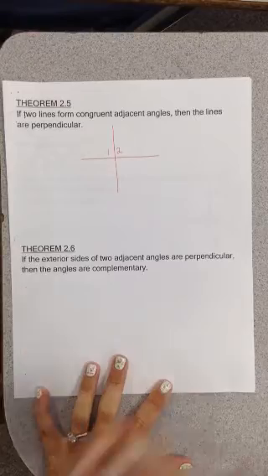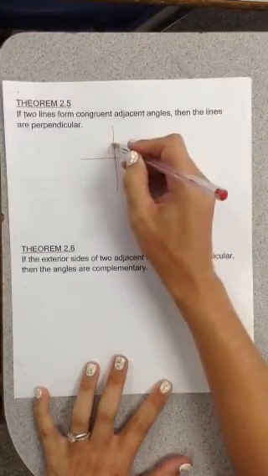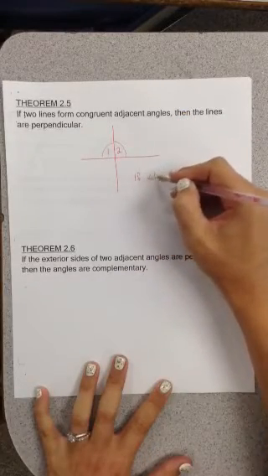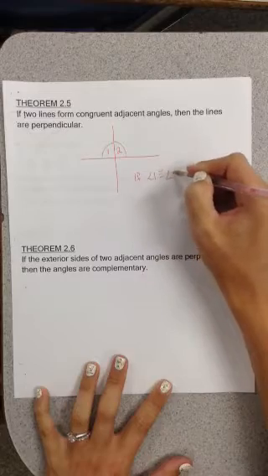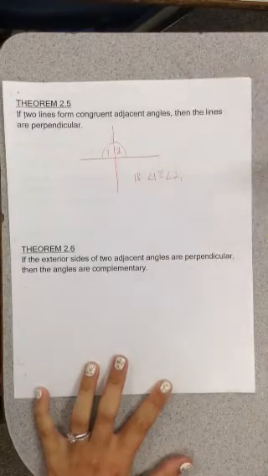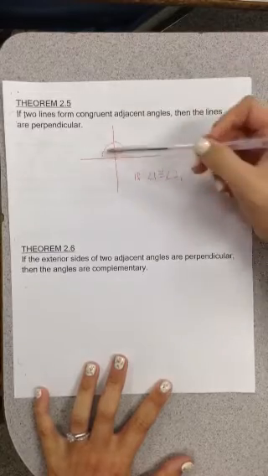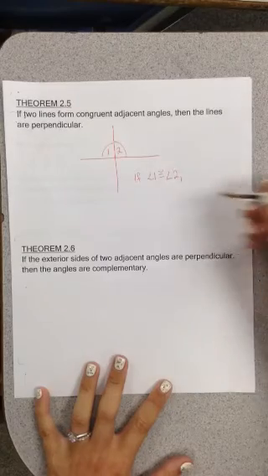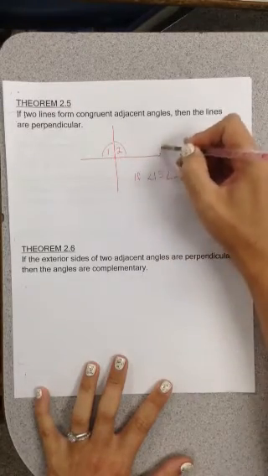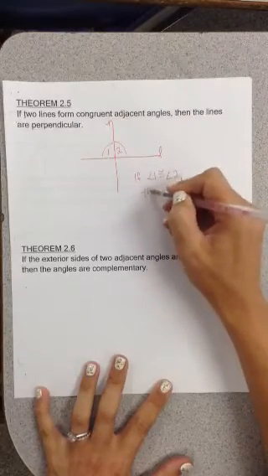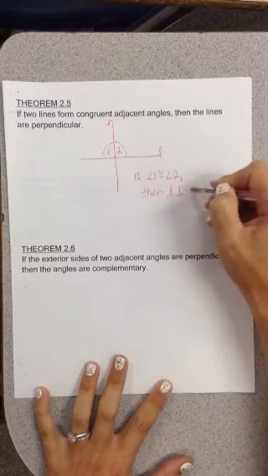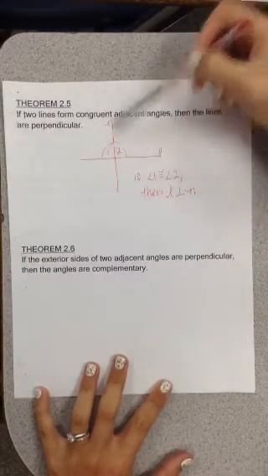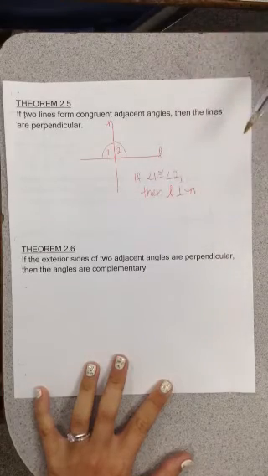okay, and then we are told that angle 1 and angle 2 are congruent. So if angle 1 is congruent to angle 2, we can see also they're clearly adjacent because they share a vertex and a side. So we have a case of congruent adjacent angles. We can conclude from that, let's call these lines L and N, then L is perpendicular to N. So you're going from the fact that you know the angles are congruent and adjacent to concluding that that must mean the lines are perpendicular.